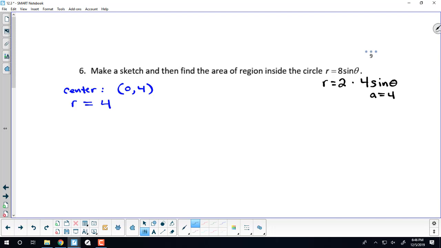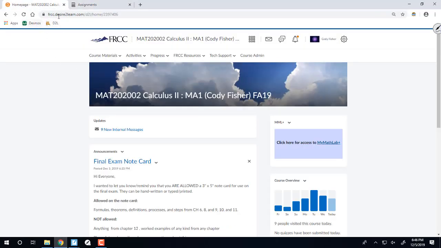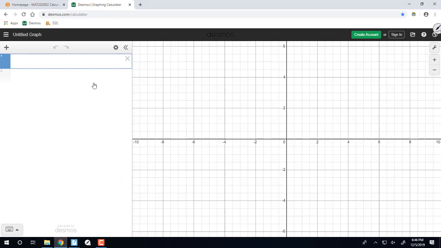Since it's sine, it affects the up and down, vertical dimension. So we could certainly sketch that by hand. I'm not going to try that. It's very difficult. Let's just graph it here and put it in our notes.